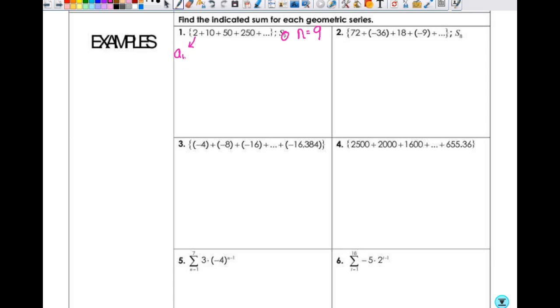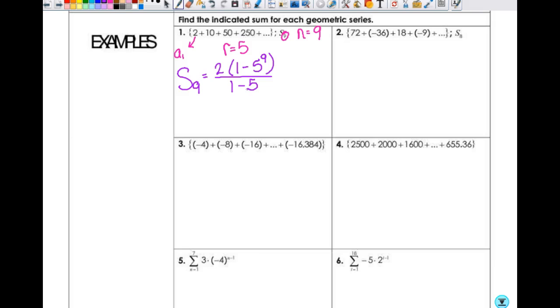And then I don't care about a9, but what else do I need? r. And what is r? 5. Because I can just take 10 divided by 2. I get r is 5. That's all I need. Now I can substitute it in. So the sum of those 9 terms is equal to a1, which is 2, times 1 minus 5 to the 9th power, all over 1 minus 5.